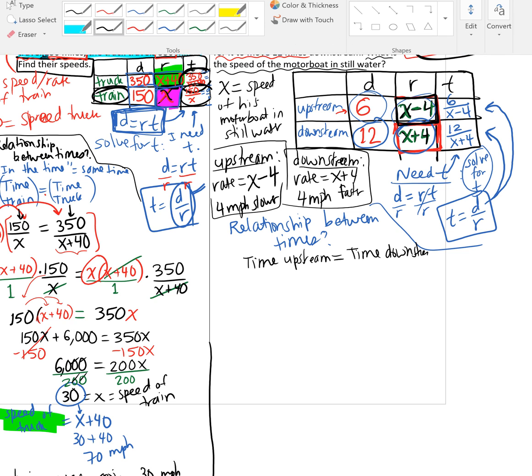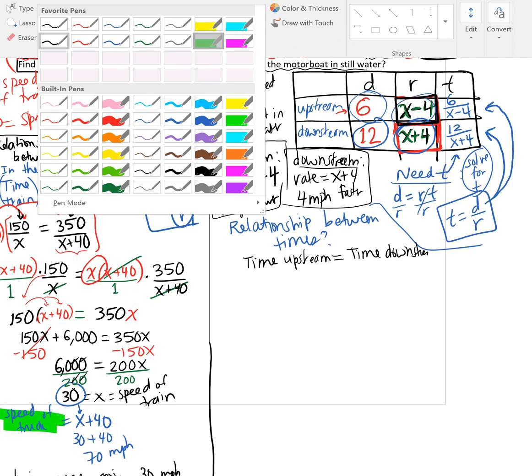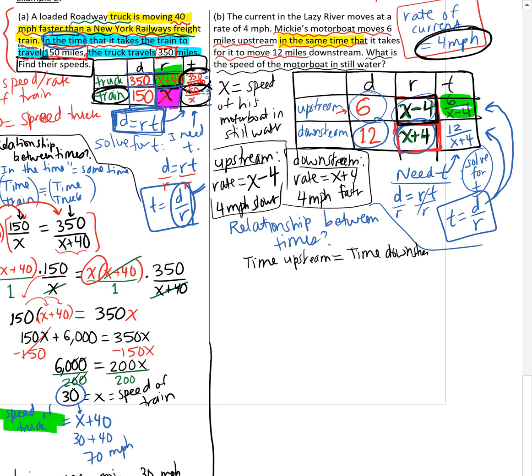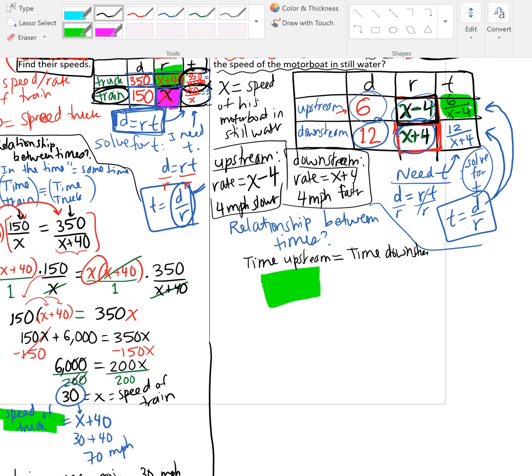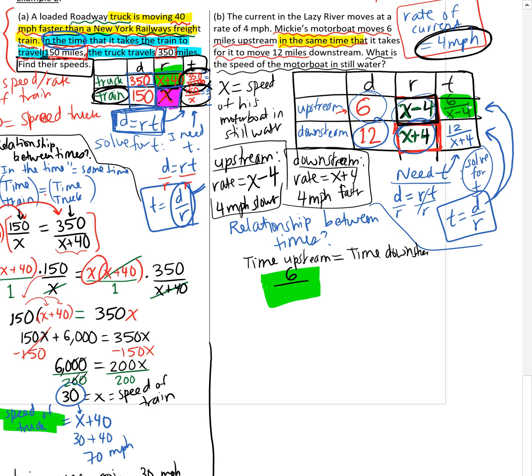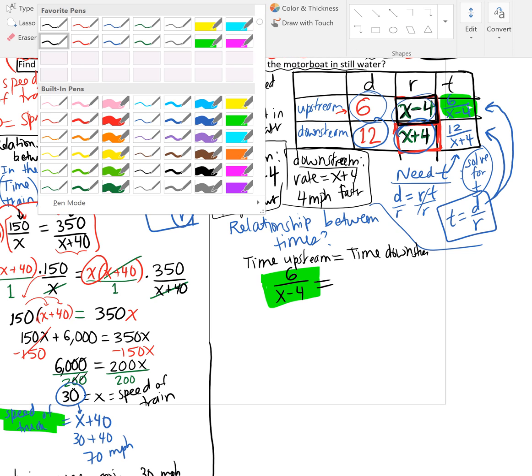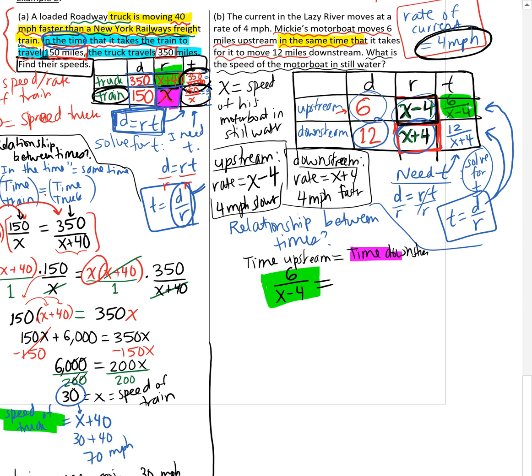Okay, that means I should be able to take his time upstream, which was 6 over x minus 4, and place that here, replacing where I put the words time upstream. So that's 6 over x minus 4 equals the time downstream, which was 12 over x plus 4. So I'll go ahead and replace that with 12 over x plus 4.